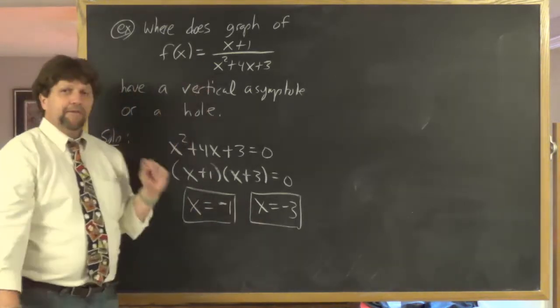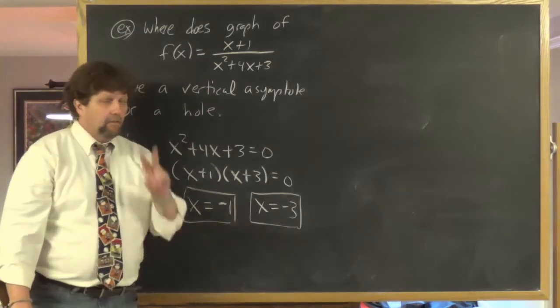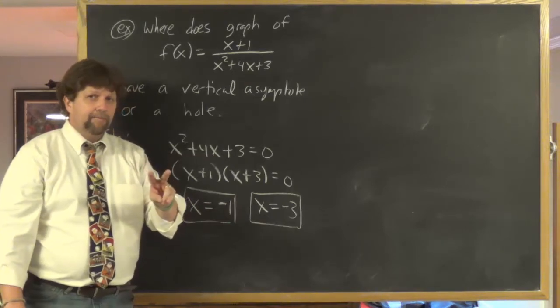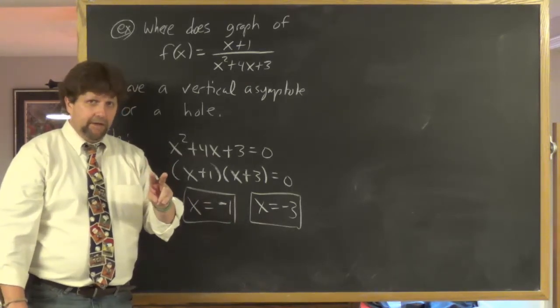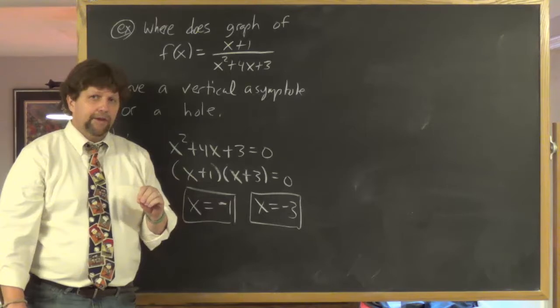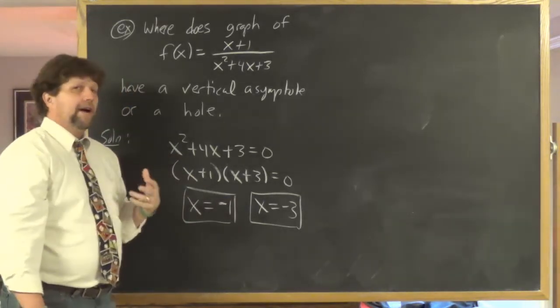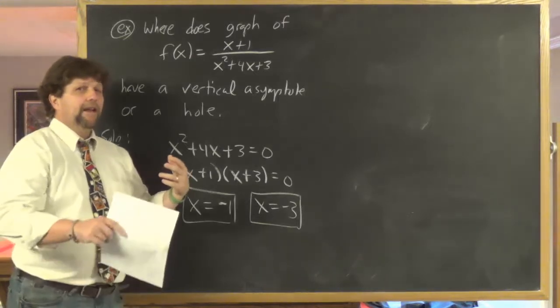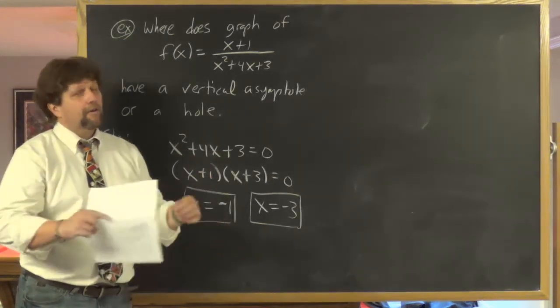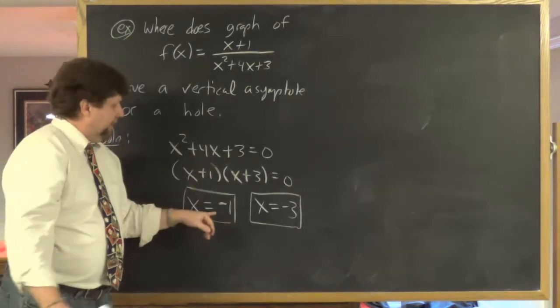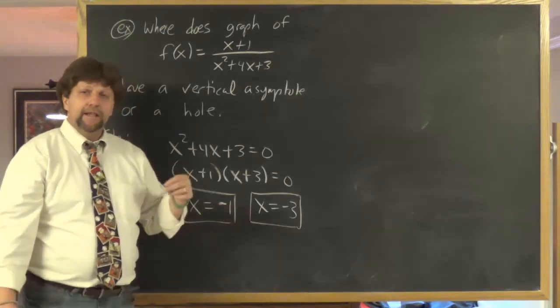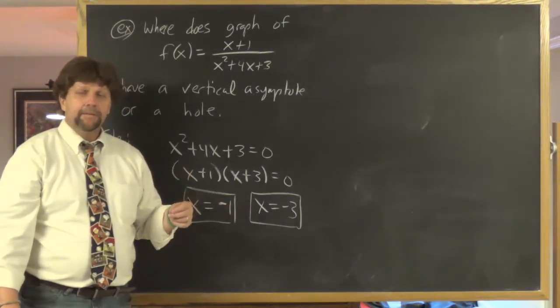The graph of this function at these two values of x, one of two things will be happening. You're either going to have a vertical asymptote or you're going to have a hole in the graph. Here's how I determine whether or not you have a hole or a vertical asymptote. These are the values of x that make the denominator 0.